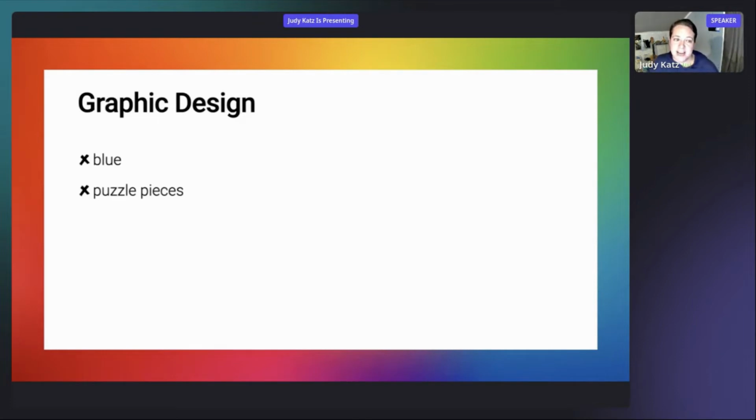In terms of graphic design, using blue and using puzzle pieces are pretty outdated and not preferred. The reason is that both of those are closely associated with Autism Speaks, which is probably, if you've heard of any charity-based autistic organization, you've probably heard of Autism Speaks. Autistics consider them a hate group. We don't support them. They don't support us. So using blue and using puzzle pieces and things that are so closely aligned with them is definitely not an inclusive thing to do for autistics and other neurodivergents.